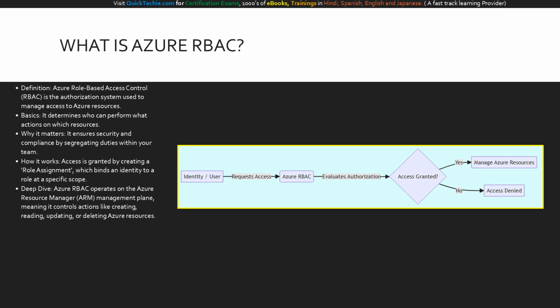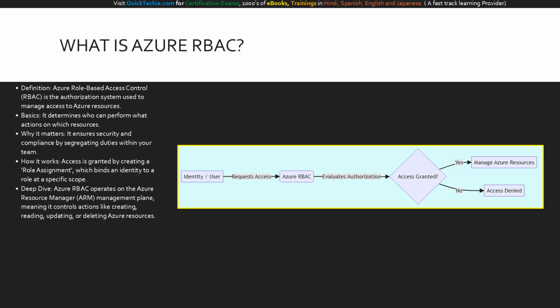As we dive deeper, remember that Azure RBAC operates specifically on the Azure Resource Manager, or ARM, management plane. This means it controls management actions like deploying a virtual machine or deleting a storage account. Let's look at this diagram to visualize the flow.